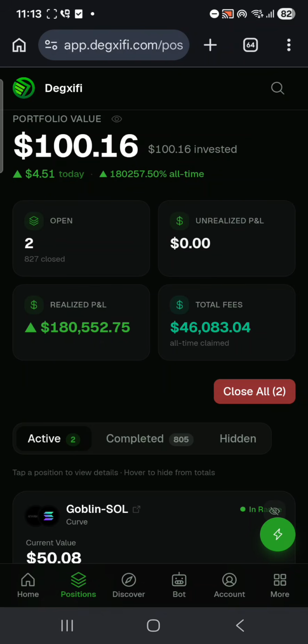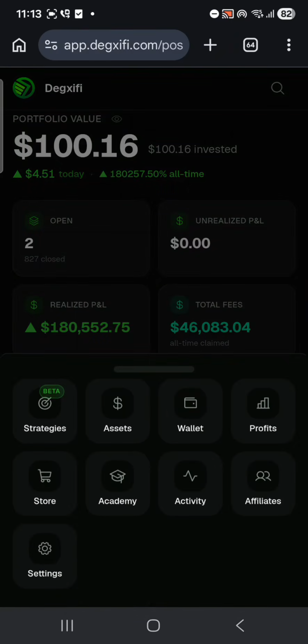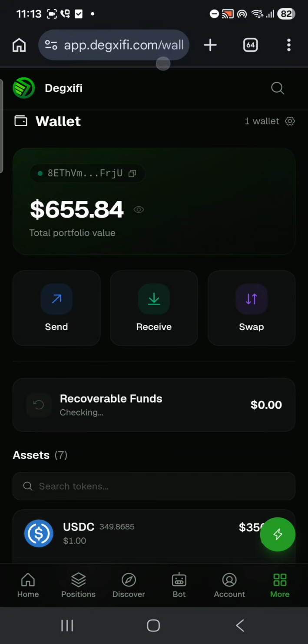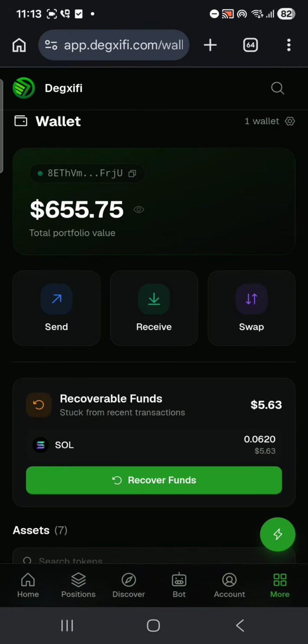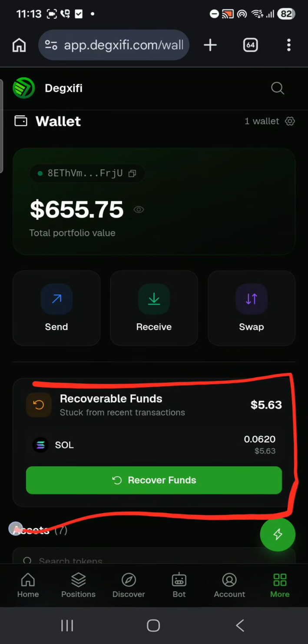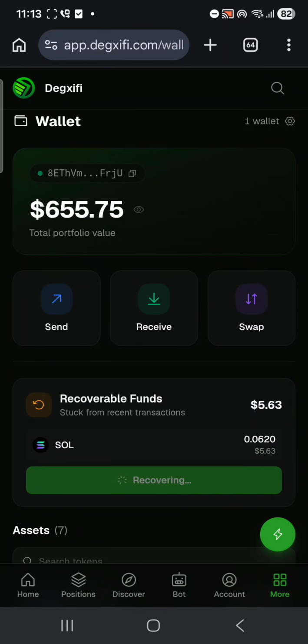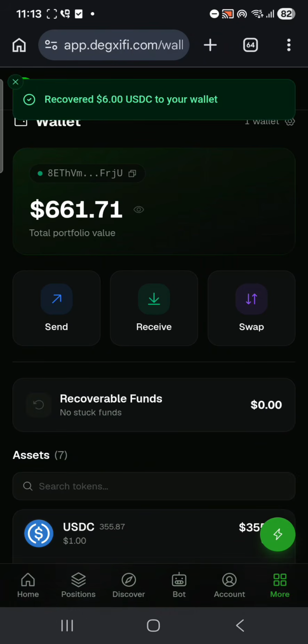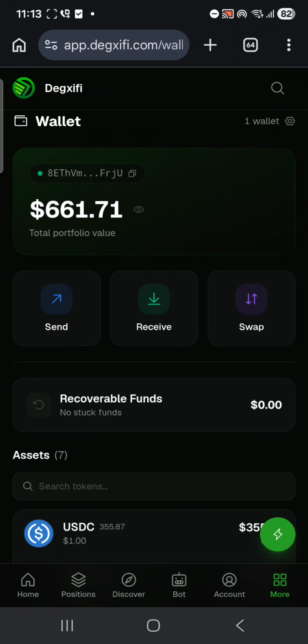So one thing you need to do to make sure your PNL is added is go to More, click on Wallet and click on this recoverable funds. When you are done opening a position, you can see I have no clue. I just opened a position, but some money was taken. So if SOL is going down, my money will be going down along with it. So, recover the funds. Very, very important. Recover the funds. Now, once you've recovered the funds, then you are good.